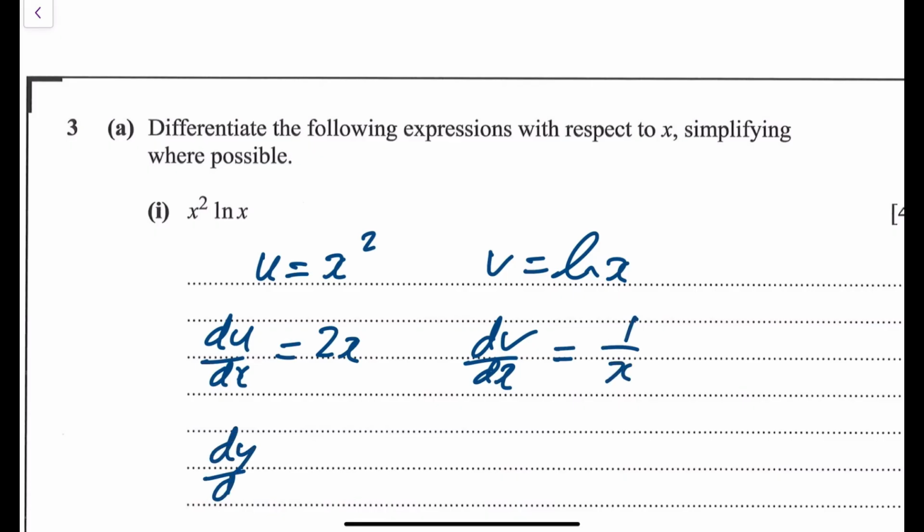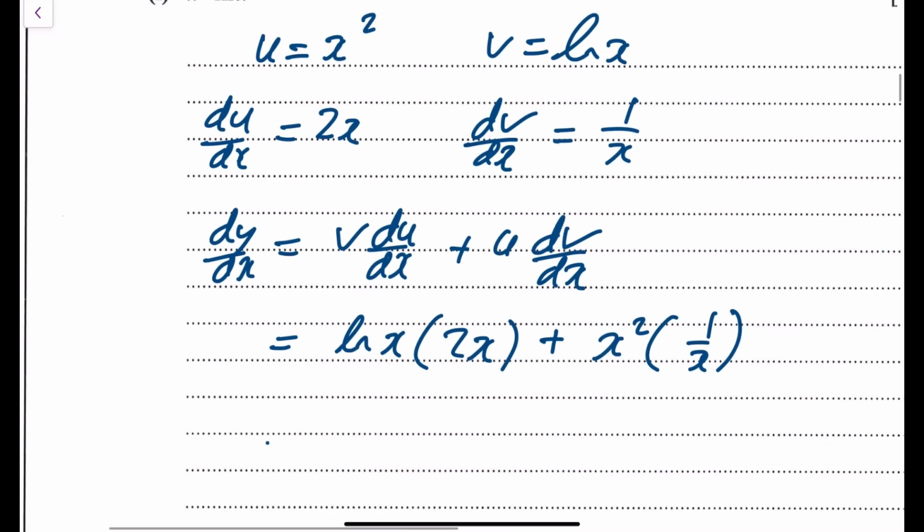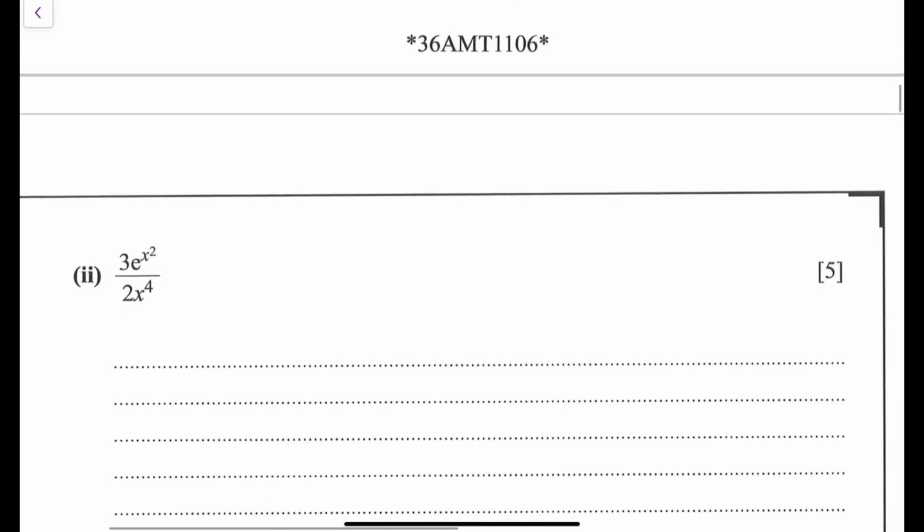So dy by dx, if you've got a product, is v du by dx plus u dv by dx. And then just fire that all in. My v was ln of x times my du, which is 2x, plus my u, which is x squared, times my dv, which is 1 over x. And then that's just going to be 2x ln x plus x. And that's it. 4 easy marks there. Happy days.